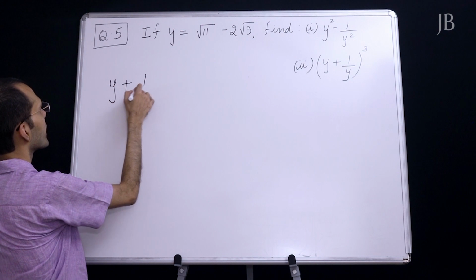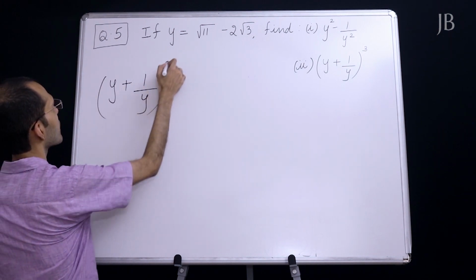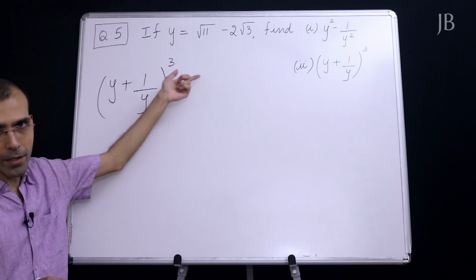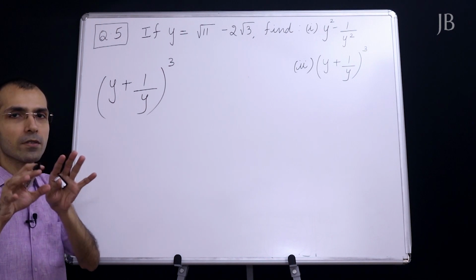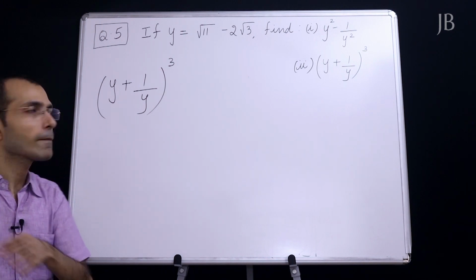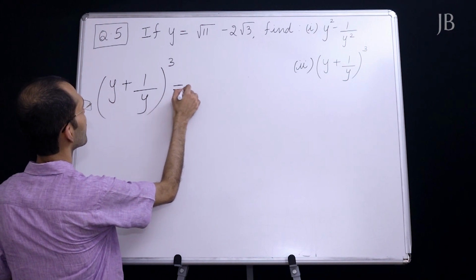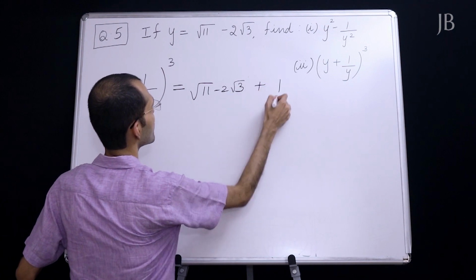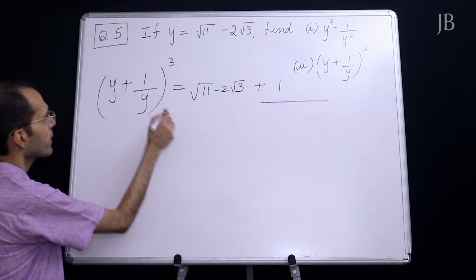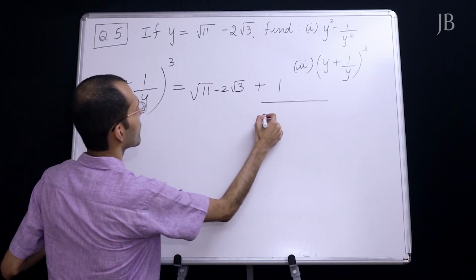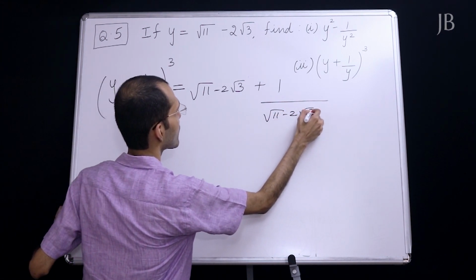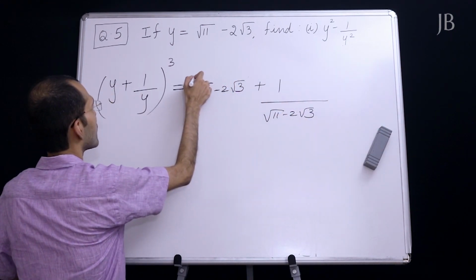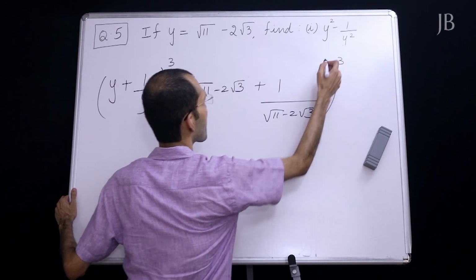We will write like this: y plus 1 upon y the whole cube. Do not make the mistake of writing this as y cube plus 1 upon y cube. A plus b the whole cube is not a cube plus b cube, it is much more than that. So this will be root 11 minus 2 root 3 plus 1 upon, it is not full upon, it is only 1 upon y. 1 upon this, the whole cube. Now this I am erasing. This is the whole cube.